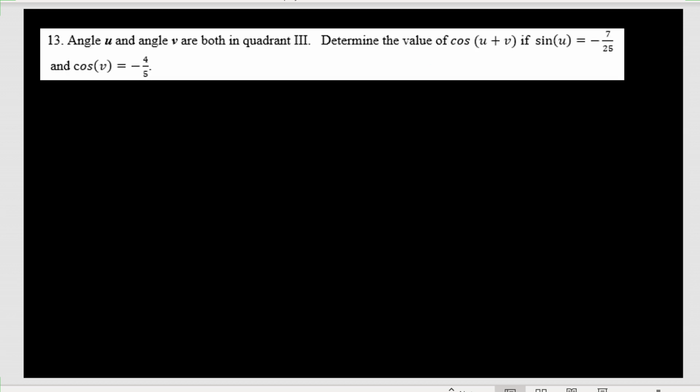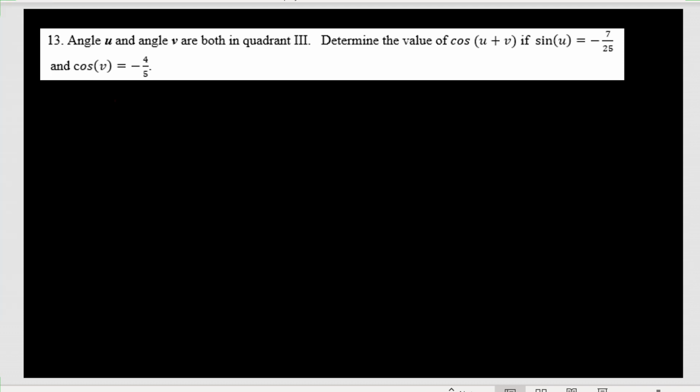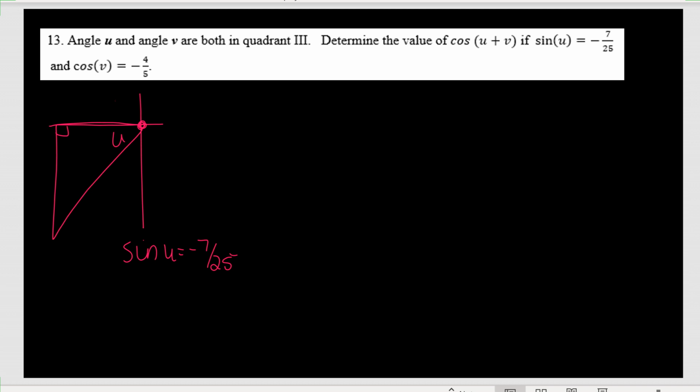Okay, let's try another one. Number 13, angle U and angle V are both in quadrant 3, and we're determining cosine of U plus V with the given information. Alrighty, so let's go ahead and sketch our stuff in quadrant 3. In quadrant 3, I have to go to the left and down. So I'm going to go to the left, down, and then back up. There's U, right angle over here, and they give us sine of U is negative 7 over 25. So that's another triple, the 7, 24, 25.